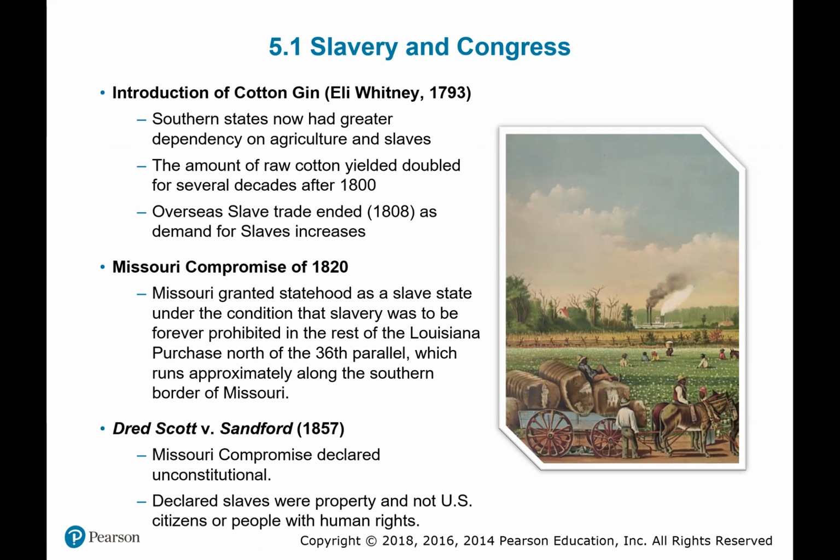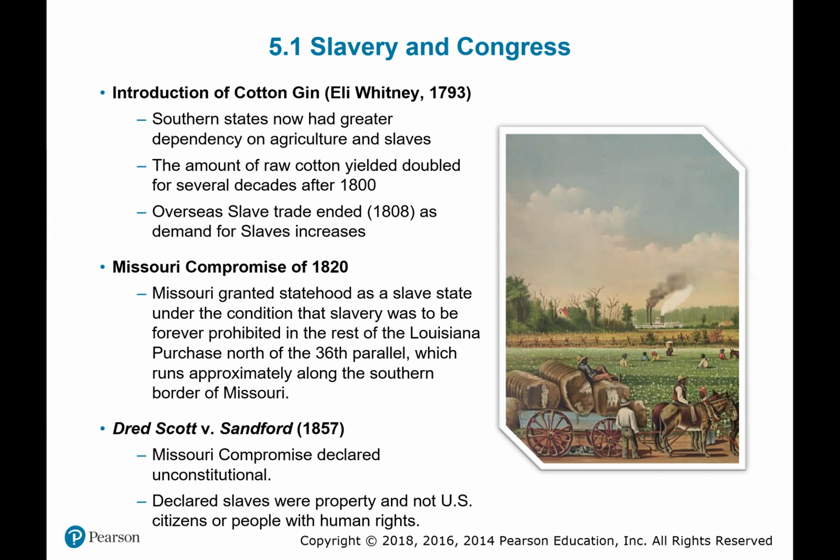So Southern states had a greater dependency to begin with in agriculture and slavery, and then with the cotton gin, now you had this massive push to grow as much of this stuff, similar to how tobacco and some of these other cash crops, molasses in the past, to grow cotton throughout the United States, which would grow in the South, obviously not in the colder North. The amount of raw cotton yield doubled for several decades after 1800. The demand was so high.